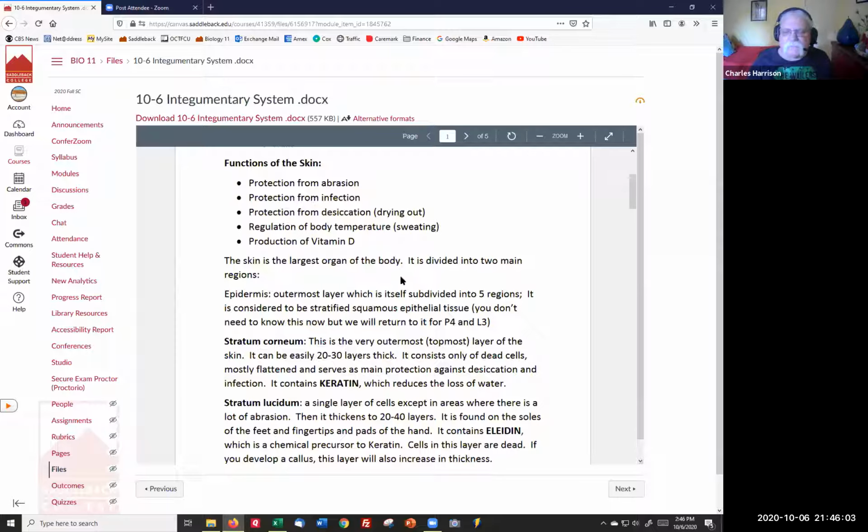Okay. Repeating. Skin, the largest organ of the body, is divided into two main regions. The uppermost region of the skin is the region that you can touch. It's the epidermis, the outermost layer, and this layer that you can touch has a total of 5 layers within it. It's considered to be stratified squamous epithelium tissue. You don't need to know this. I'm putting it in here for later, but you'll need to know it for practicum 4 and lecture test 3.